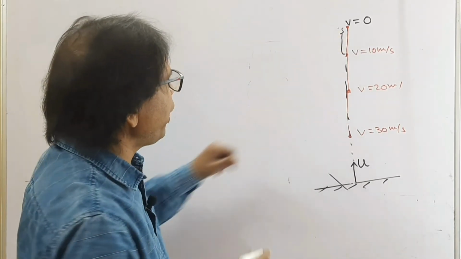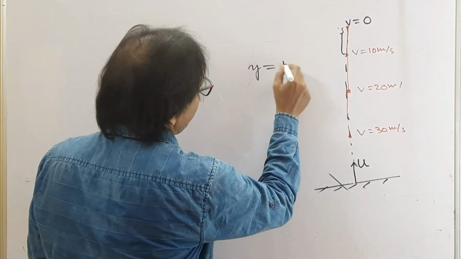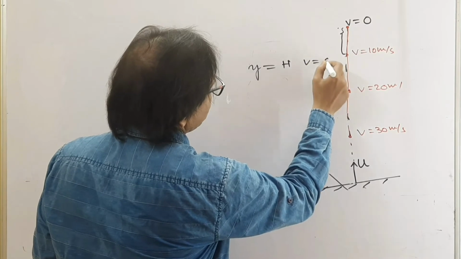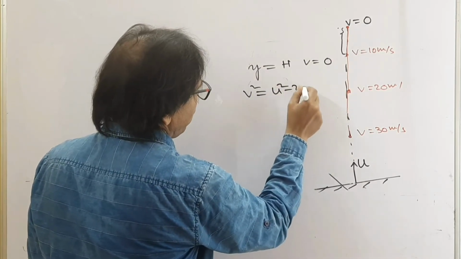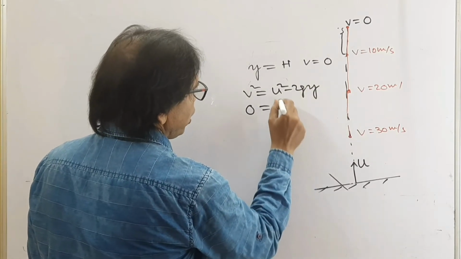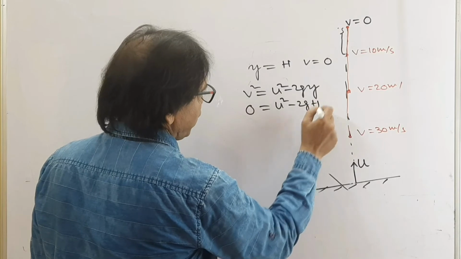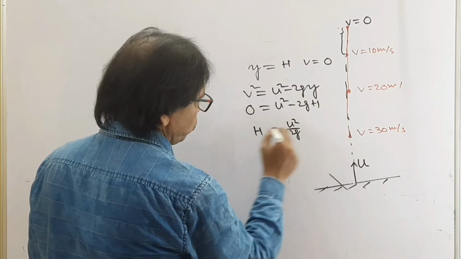Now we have to calculate the maximum height. At the maximum height, v equals 0. So when y is equal to the maximum height, v equals 0. Using the relation v square equals u square minus 2 g y, we get 0 square equals u square minus 2 g capital H. So H equals u square divided by 2g.